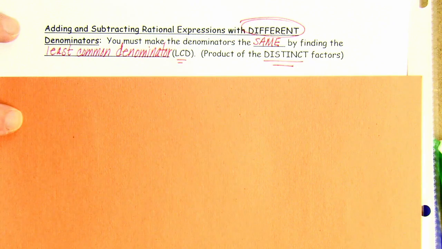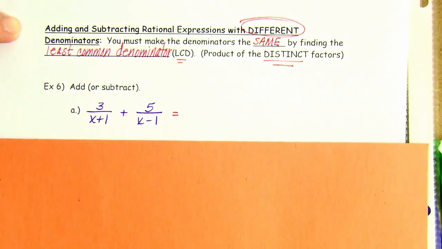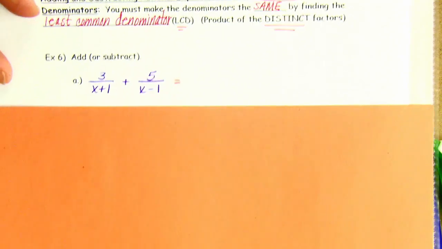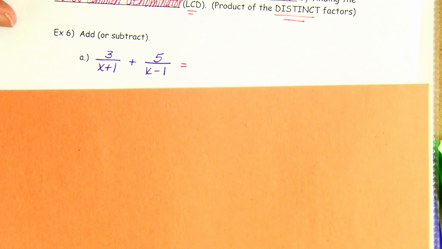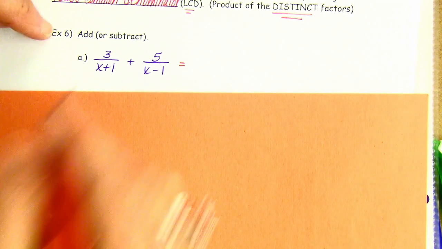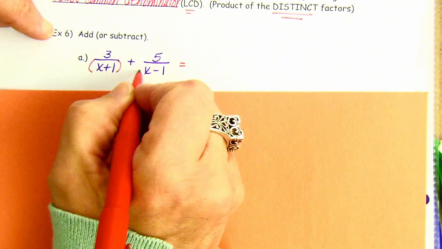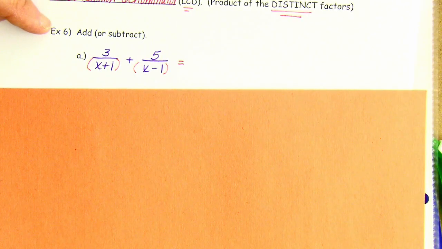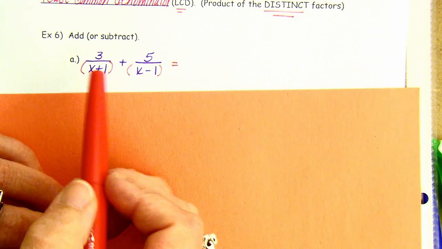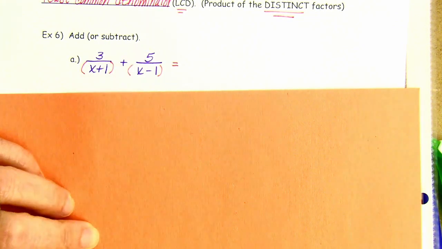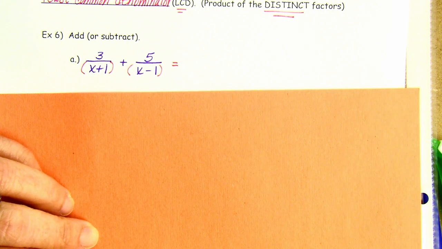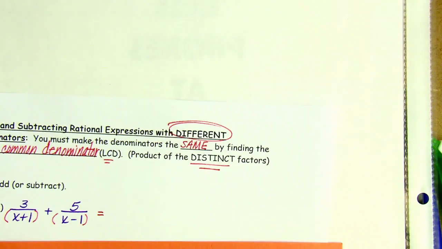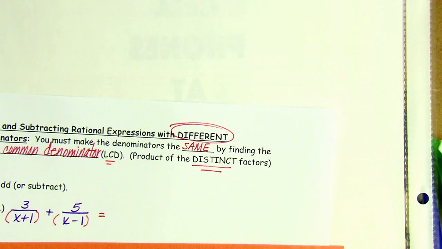So my first example here asks me to add or subtract, and notice that the denominators here are in fact different. X plus 1 in the first denominator is not the same as x subtract 1. They are different denominators. So I cannot say that this is 3 plus 5 over x plus 1, nor could I say it's 3 plus 5 over x minus 1.